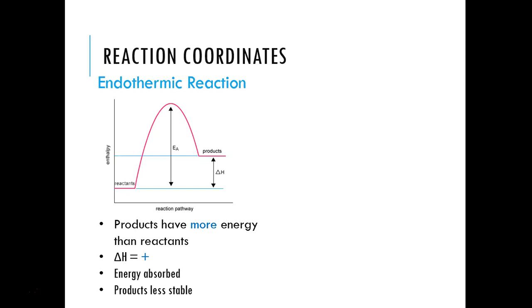And we can use this for a lot. We can use this to calculate the activation energy of the forward reaction, shown as E sub A. We could also calculate the activation energy of the reverse reaction, although that isn't shown here. And we can calculate the difference in enthalpy by comparing the reactants and the products. So here, since the products have higher energy, delta H is positive.